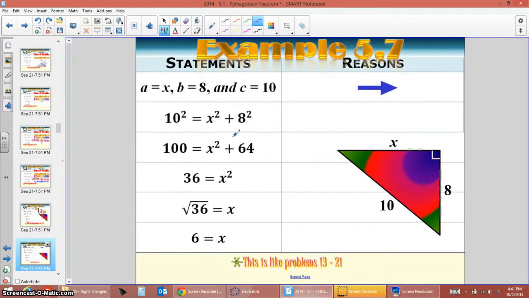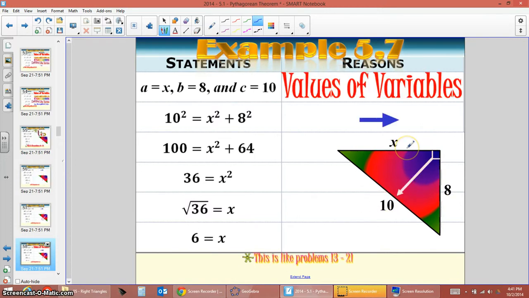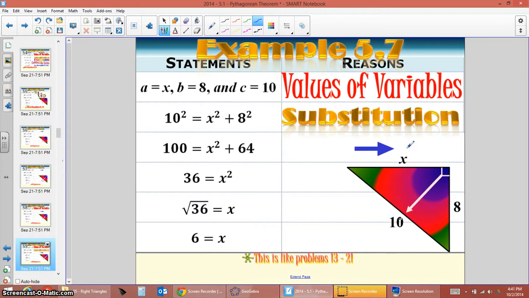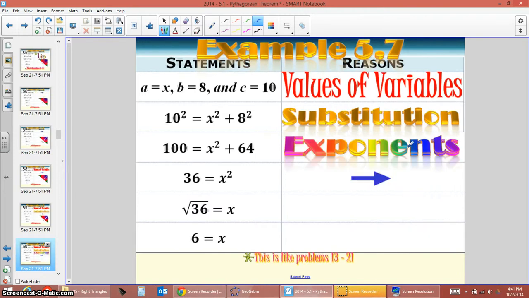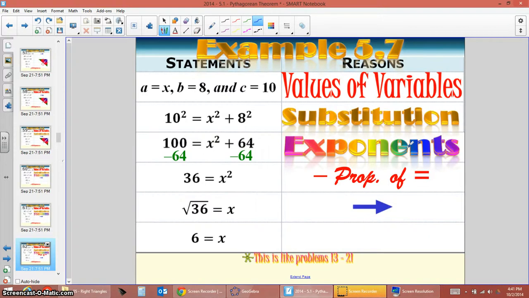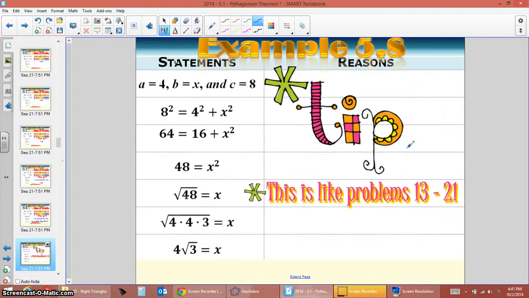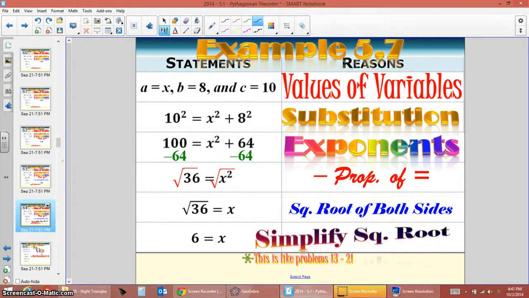Right here, I look at the next problem. I've got x, 8, and 10. I see that 10 is across from the 90. That's my c value. So these are my a's and b's. I plug them into the equation. So I get 10 squared equals x squared plus 8 squared. Handle the exponents, subtract over. I square root both sides, and I get 6. Pause if you need to.